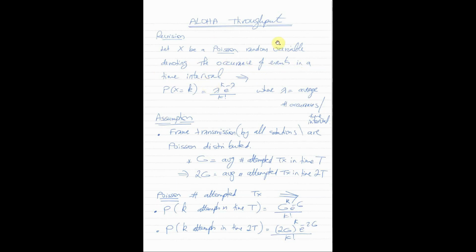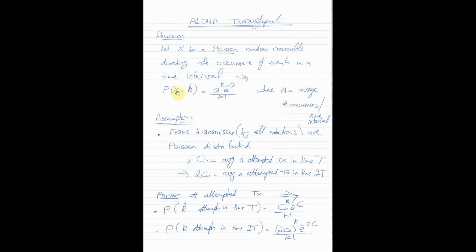So what was the meaning of a Poisson random variable? If x is a Poisson random variable that models the number of occurrences, how many occurrences we have in a time interval, Poisson means that the probability mass function is given by the formula lambda to the power of k e to the power of minus lambda divided by k factorial, where lambda is the average number of occurrences during our time interval.